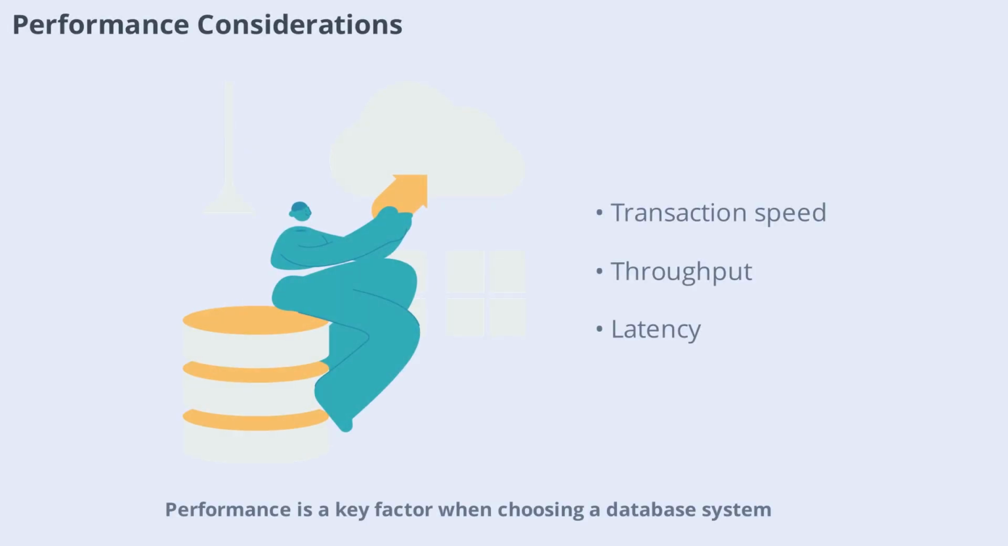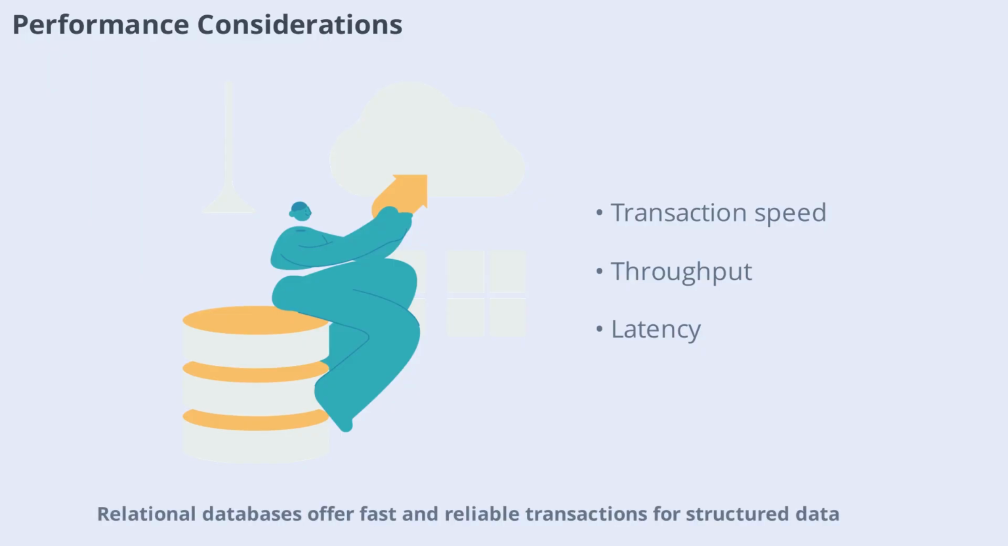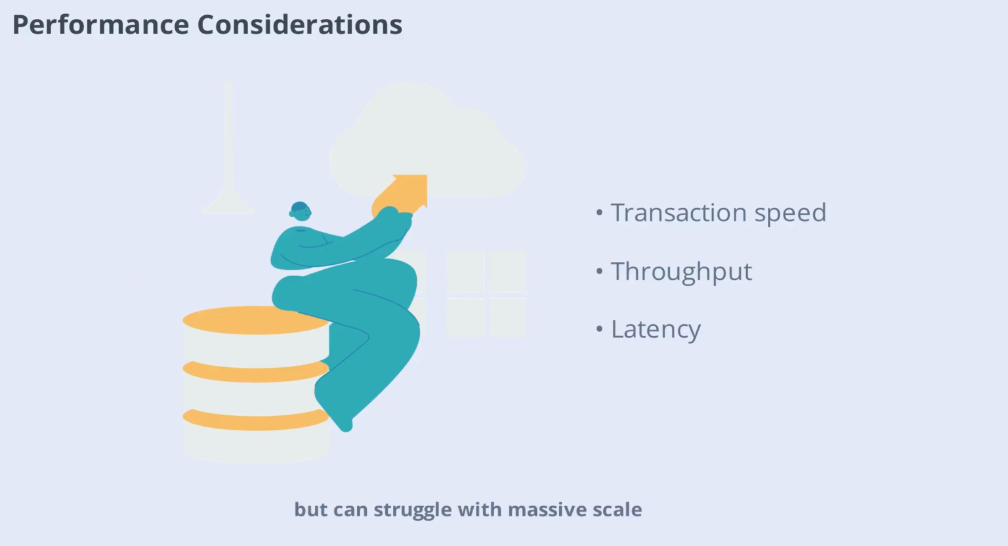Performance is a key factor when choosing a database system. Relational databases offer fast and reliable transactions for structured data, but can struggle with massive scale. NoSQL databases are optimized for high throughput and low latency, especially with large distributed datasets. NewSQL databases aim to deliver both speed and consistency, but may require more resources.